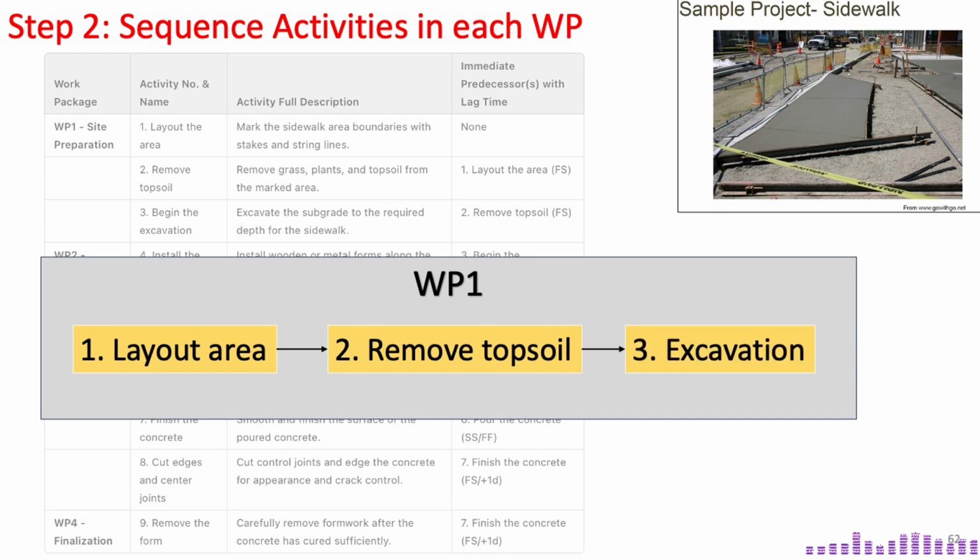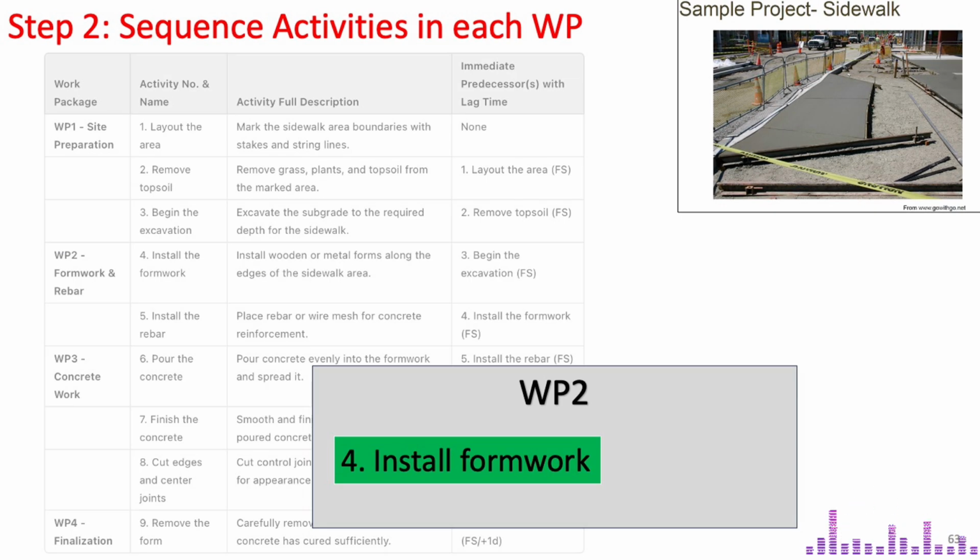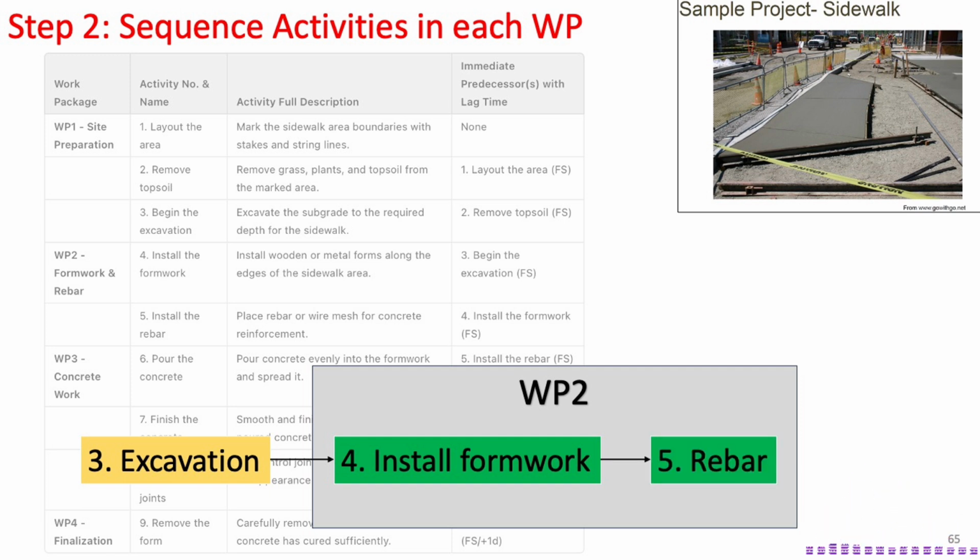Moving on to work package 2, formwork and rebar, we got Activity 4, formwork installation following directly after Activity 3 of the first work package. Then we have Activity 5, install the rebar coming next, as Activity 4 serves as its IPA. Here we use green notes to distinguish these two activities from the previous work package.